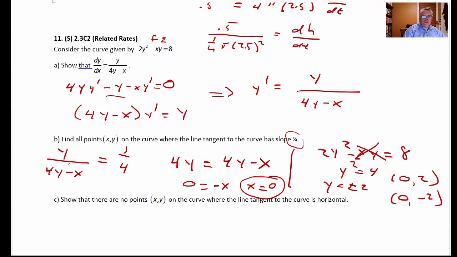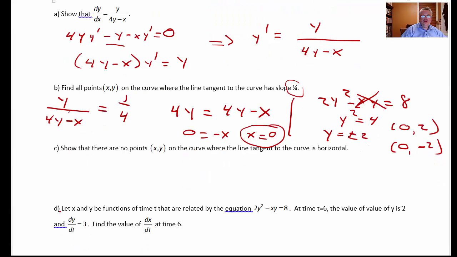Okay. Show that there are no points where the tangent is horizontal. If the tangent is horizontal, that means the derivative is 0. So let's set the derivative equal to 0. And we can always think of that as 0 over 1. So now if we cross multiply, we have y equals 0 times that, which is 0. Oh, wow. So in order for the derivative to be 0, y would have to be 0.